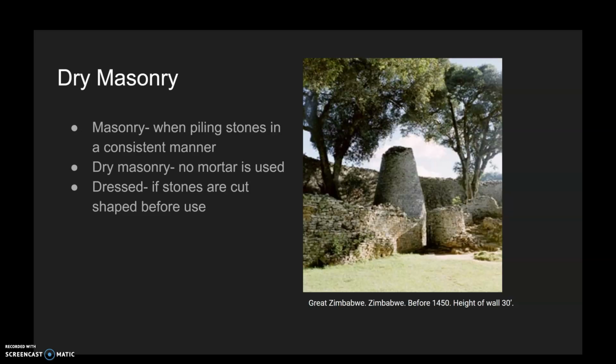Another term to know is dressed. Stones are called dressed if they are cut and shaped before they're used. So they're not just found in their natural shape. They'll actually cut them and shape them before they use them. And if they do that, that's called dressed.